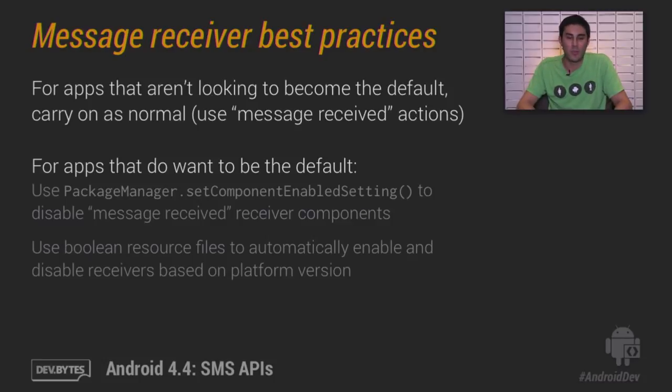Another approach to handling them is to use Boolean resource files to automatically enable and disable the receivers based on platform version. Really, the difference between these two is that setComponentEnabledSetting is a little more flexible. You can choose within code when you want to change it, whereas the Boolean resource is simpler but less flexible.